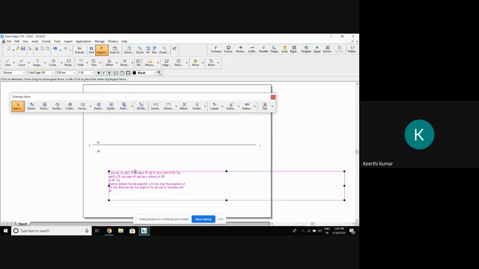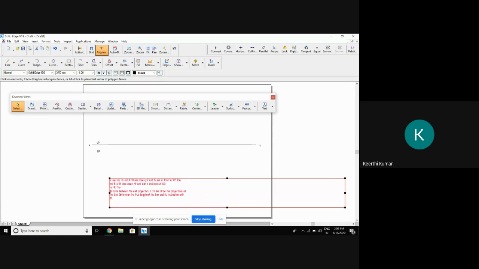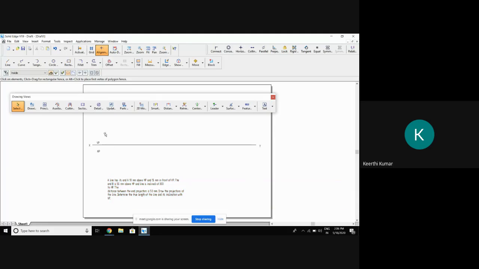Okay. What he has given, a line has its end A 10 mm above HP. That means whatever the condition given with respect to HP, above HP, means we are supposed to show that in VP. That is true, correct? That means the locus line. So select the line, go for the locus line, that is third type, thin line. So here he has given a line has its end A 10 mm above HP. So above HP 10 mm, we are supposed to show on VP. So I'll go for the distance between these two, 10 mm.